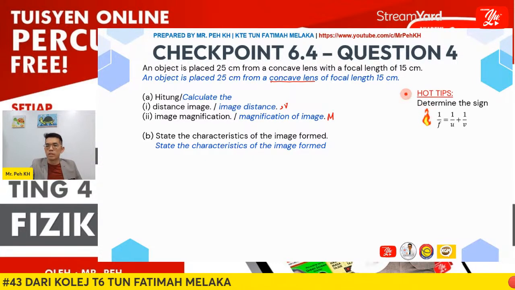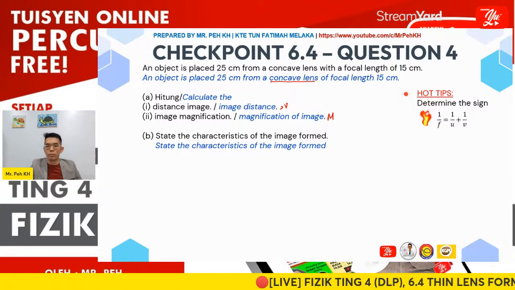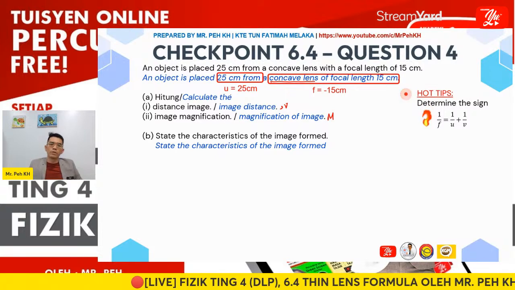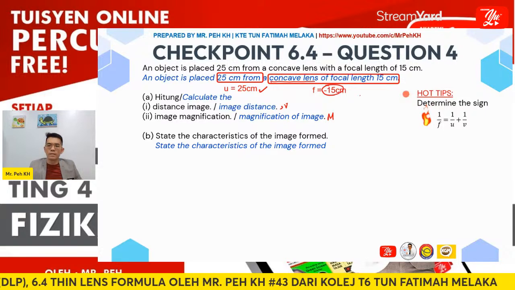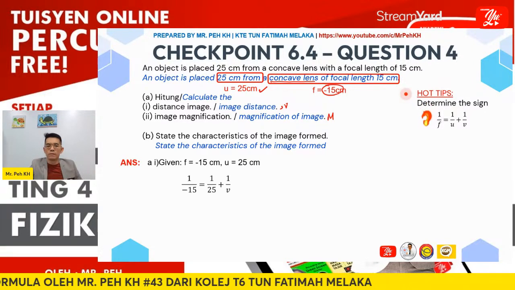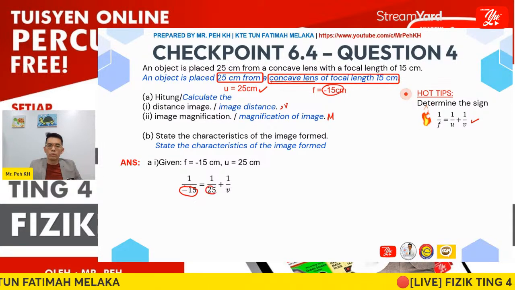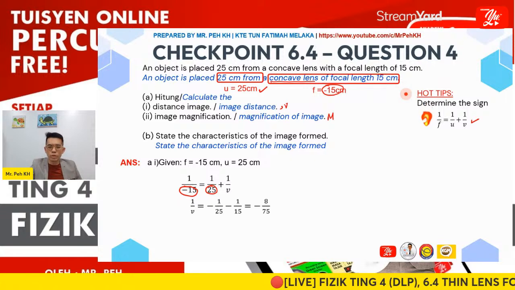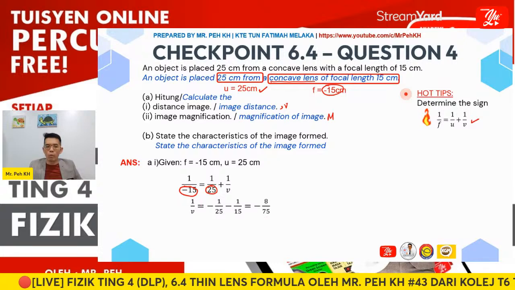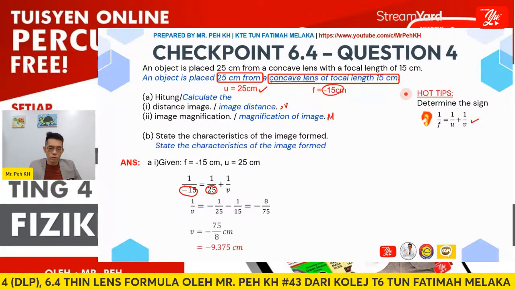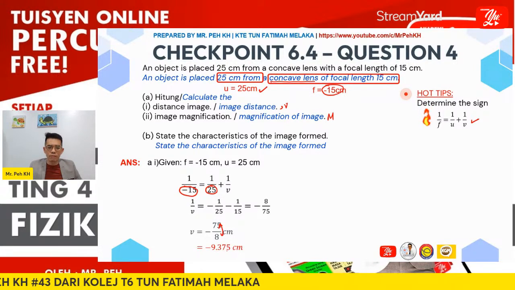Again, determine the sign, positive or negative, for the different cases here, and substitute into the formula. Here, U is positive 25, concave lens is negative 15. Substitute into the formula 1 over F equals 1 over U plus 1 over V. Rearrange, and you'll get negative 8 over 75 for 1 over V. So the V will be rearranged, and you'll get negative 9.375.